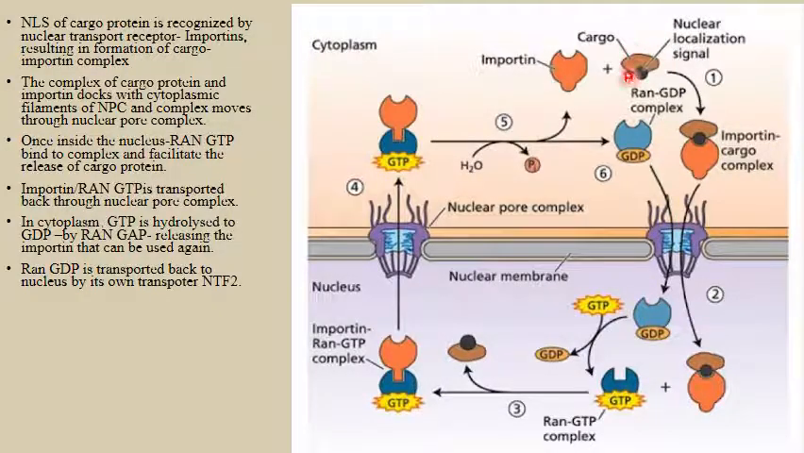So first, this cargo protein has a nuclear localization signal. It binds to importin. They form the importin cargo complex and pass through the nuclear pore complex, and once it reaches the nucleus, it binds to RAN GTP, forming the RAN GTP importin complex, and at that time the cargo protein is released. The importin RAN GTP complex is transported back to the cytoplasm through the nuclear pore complex, and in the cytoplasm the GTP is hydrolyzed to GDP, releasing importin, and RAN GDP is transported back to the nucleus by its own transporter, NTF2.